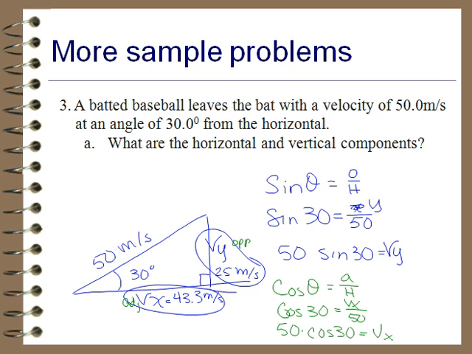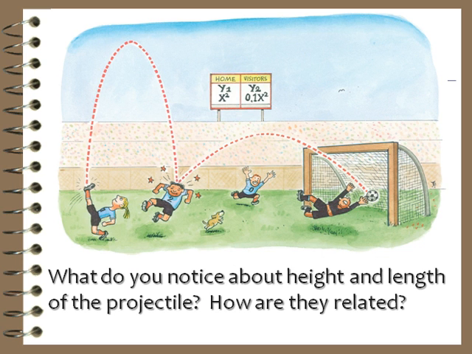Okay, let's talk about this. Notice the height and the length of the projectile, how are they related? Just even looking at this video, because we've got to assume that the ball didn't lose any speed, and so it keeps on going off at the same speed. Notice that it's being projected at a lower angle, but it's got a longer range. Here's a higher angle, and it's got a shorter range. So that's what we're trying to get to understand.